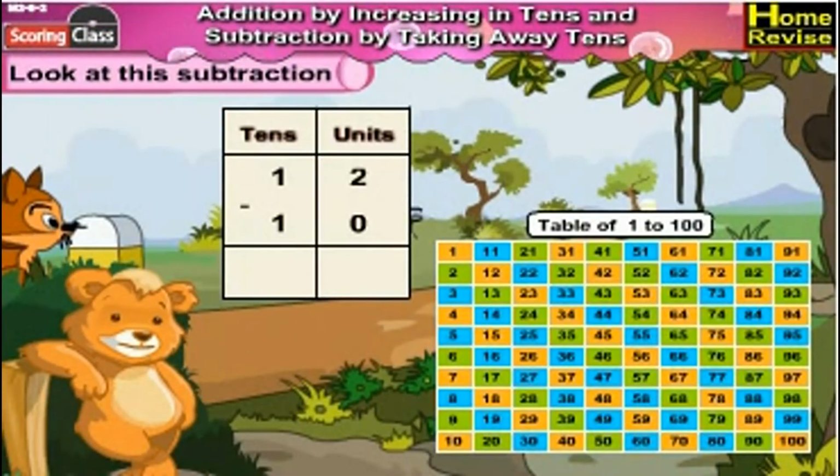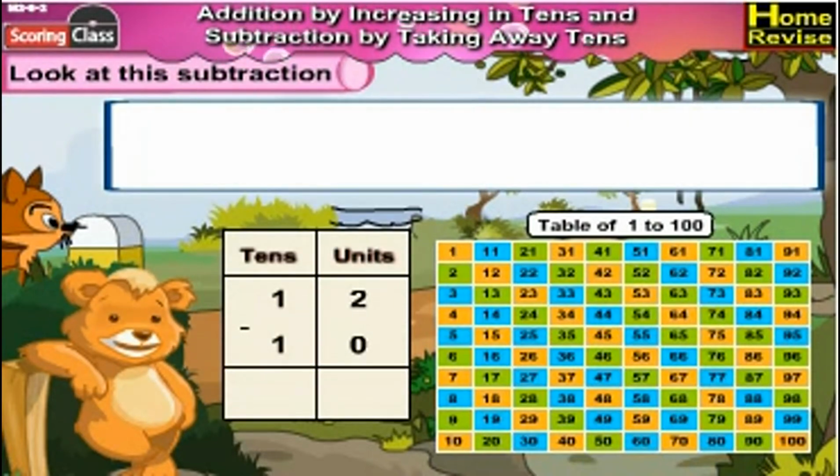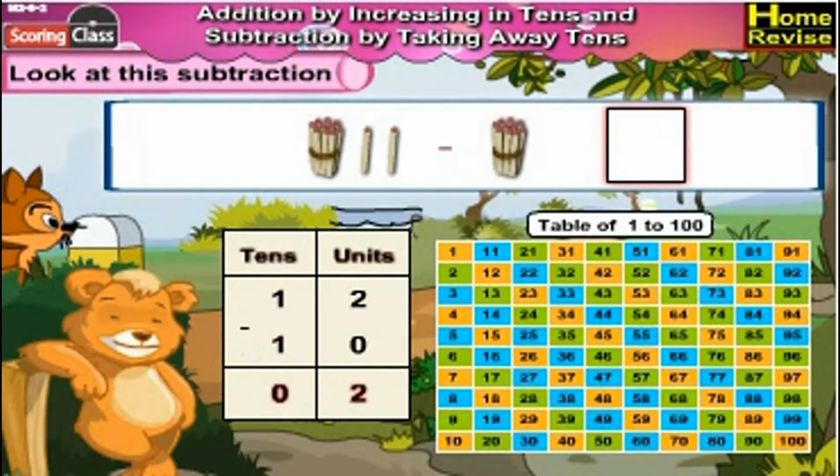Now let's see subtraction. 12 minus 10. 12 means 1 ten 2 units, minus 1 ten 0 units. Let us subtract units first. 2 units minus 0 units would be 2 units. Now subtract the tens. 1 ten minus 1 ten would be 0 tens. That is, the answer is 2 units. So 12 minus 10 is 2 units.